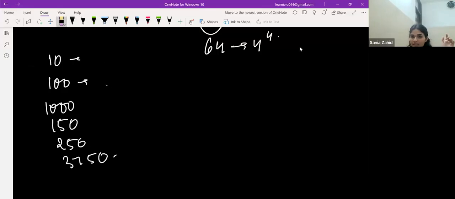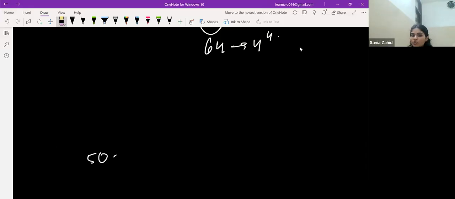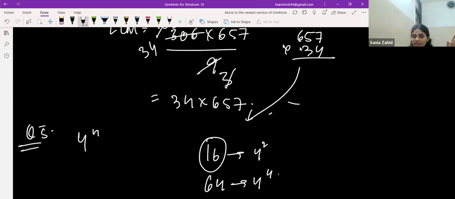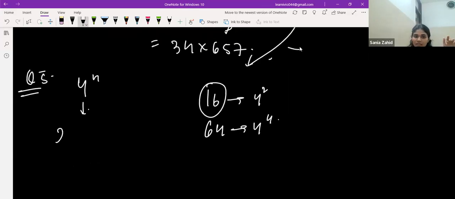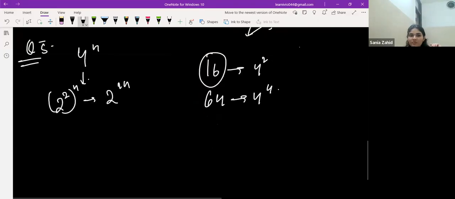Now tell me one thing. 4 to the power n. So we need to check, does 4 to the power n have a factor 5 or not? So let's break it down. 4 to the power n is written as 2 to the power 2 and whole power n. So it becomes 2 to the power 2n. See, 4 is written as 2 square. So 4 to the power n is written as 2 square to the power n, so 2 to the power 2n. You understand this step or not? Yes or no? You don't understand it. Okay, no problem.